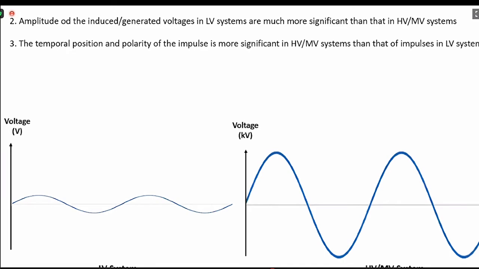Now imagine that on the left-hand side, you have an LV system and on the right-hand side, an HV/MV system. Imagine that a certain lightning strikes the LV system, giving rise to a certain voltage. And now you will see that in the LV system, compared to the nominal voltage, the transient voltage is quite high. And whether it happens on the positive side or negative side, the transient is positive or negative, it doesn't matter much. But you can see that in the case of HV and MV systems, depending on the time of occurrence in the nominal voltage, the effect of the lightning transient is different. Sometimes it may not even be felt.